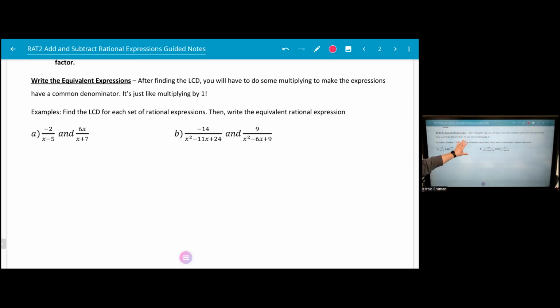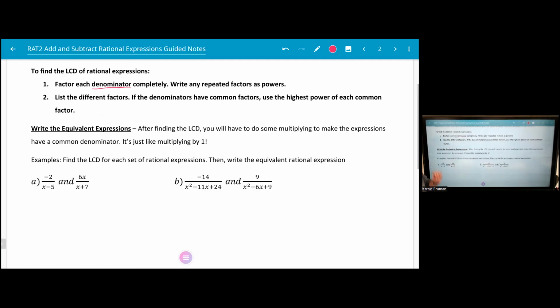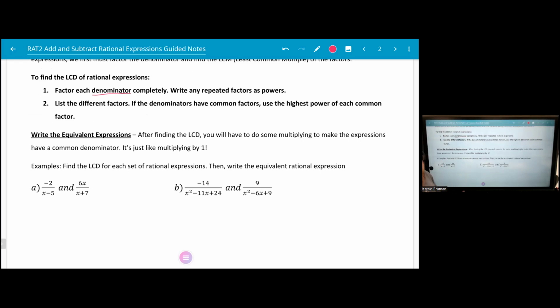After finding the LCD, you might have to do some multiplying to make the expressions have the common denominator. We're just going to multiply by a fancy version of 1. All right, we have -2 divided by x minus 5 and 6x divided by x plus 7. Okay, let's see our directions again. Factor each denominator completely. That's already done. Those are already factored. We can't do any more with those denominators. Write any repeated factors as powers. We don't have repeated factors.